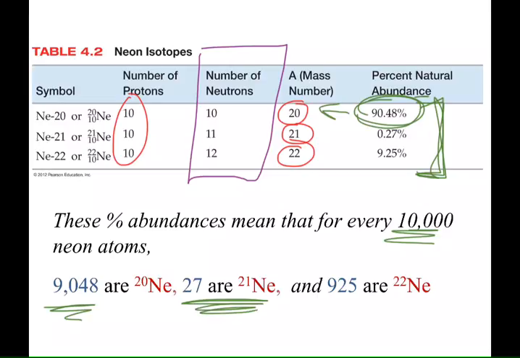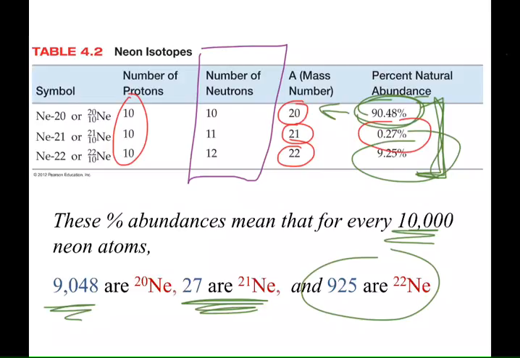Only 27 of them. I was like, are you serious? Only 27 of them would be neon 21, and 925 of them would be neon 22. Okay, so let's see. One more thing before we go on to calculating the... Oh no, I guess two more things.